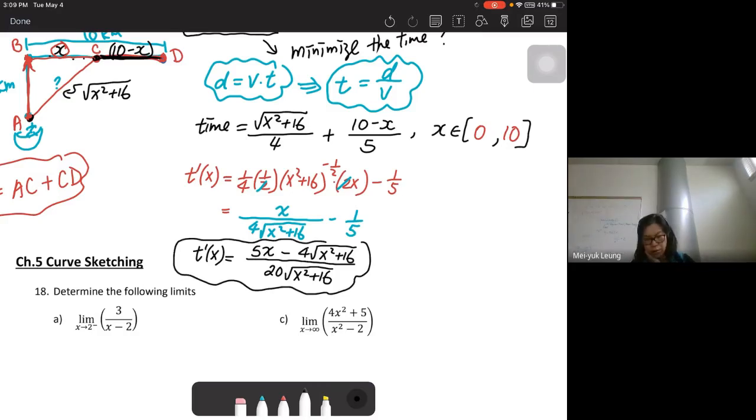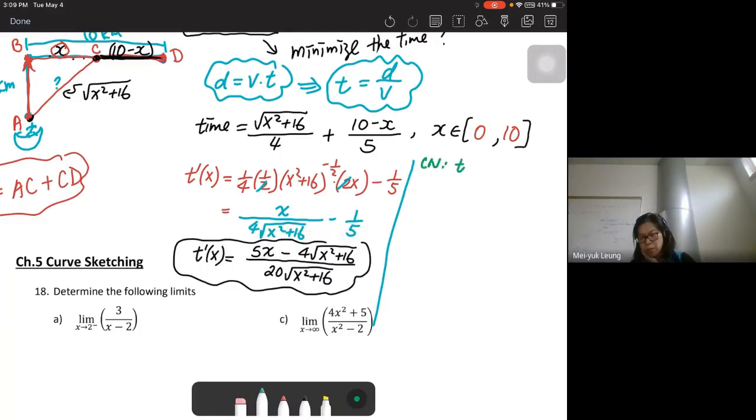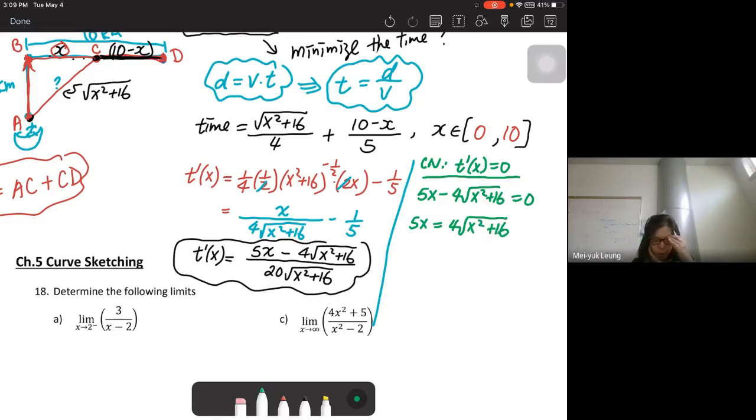Now to find the critical number, the critical number would be when t prime of x is equal to 0. So we just need to look at the numerator, when 5x minus 4 times the square root of x squared plus 16 equals 0. So we are solving for x in this radical equation. The best way to solve this equation is by squaring both sides. So we have 25x squared equals 16 times x squared plus 16.